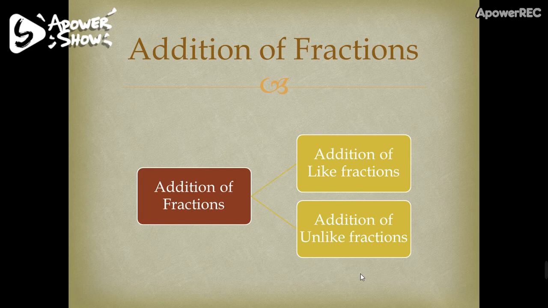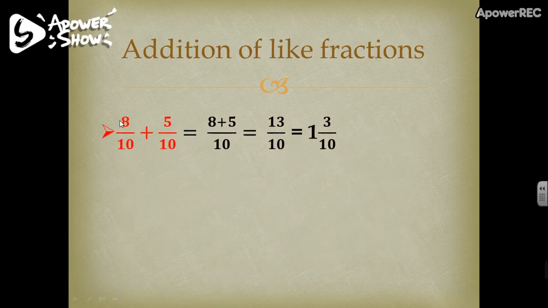So first of all, let's begin with addition of like fractions. Here 8 by 10 and 5 by 10 are two like fractions because they have the same denominator. Now we have to add 8 by 10 and 5 by 10. When we are adding two like fractions, we have to remember that the denominator will remain unchanged. You only have to add the numerators of both the fractions.